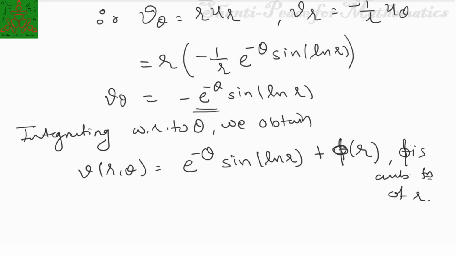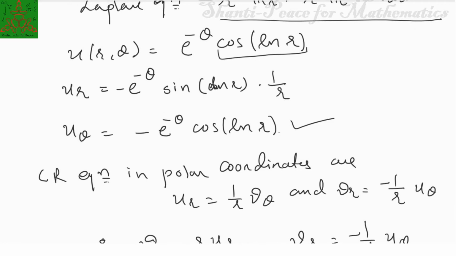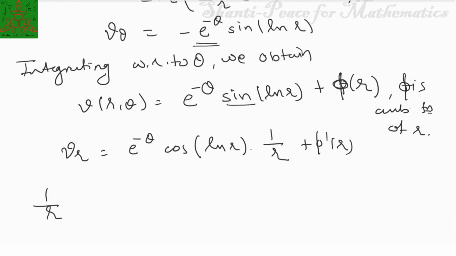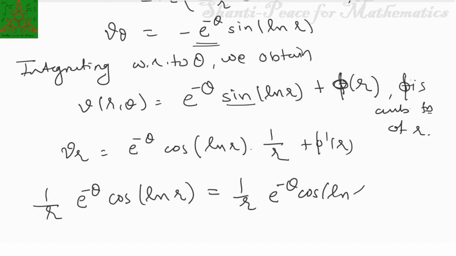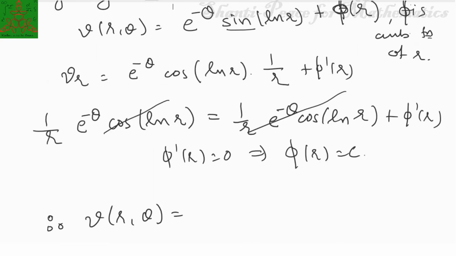Now partially differentiate this with respect to r, so we will have v_r is equal to e power minus theta, the derivative of sine is cos, so it is cos ln r, and the derivative of ln r is 1 by r, plus phi dash of r. From this we can have the value of v_r. Value of v_r is minus 1 upon r u_theta. And what is u_theta we have calculated is this. So we'll have this side is 1 upon r e power minus theta cos ln r equal to 1 upon r e power minus theta cos ln r plus phi dash of r. And you just notice that this quantity is cancelled out. So that will give you phi dash of r is 0, but phi dash of r is 0 means phi of r is constant.